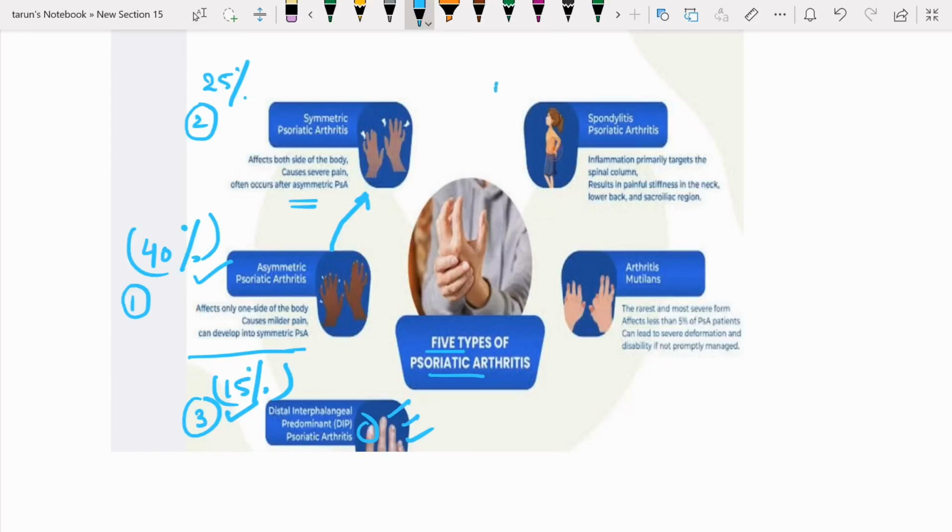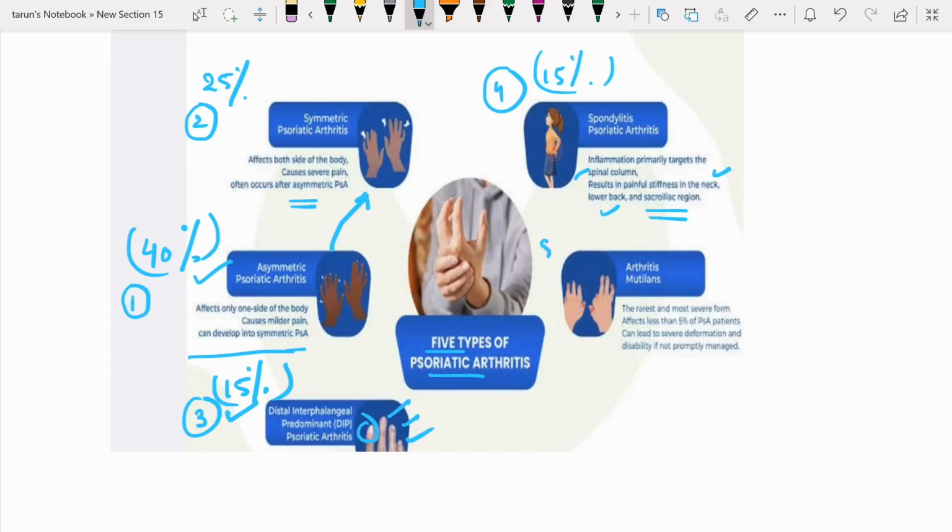Then another is spondylitic arthritis. Here the back is involved, and 15% of patients with psoriasis will have this spondylitic arthritis. Here the inflammation primarily targets the spinal column, which results in painful stiffness in the neck and lower back, and sometimes the sacroiliac region is also involved.